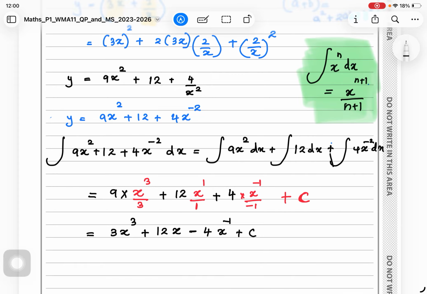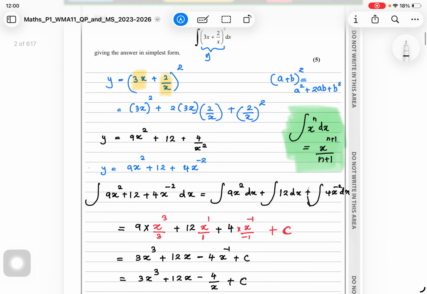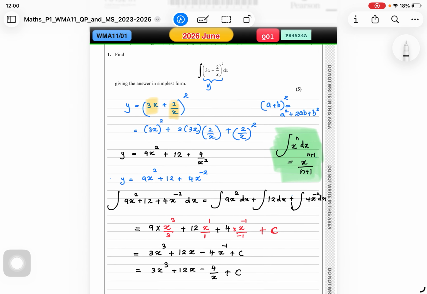You can consider this also as a simplified version, but if you also want, you can take the negative power off, which will give you minus 4 divided by x plus c. So this is the complete answer, which gives you the full marks of 5. Thank you.